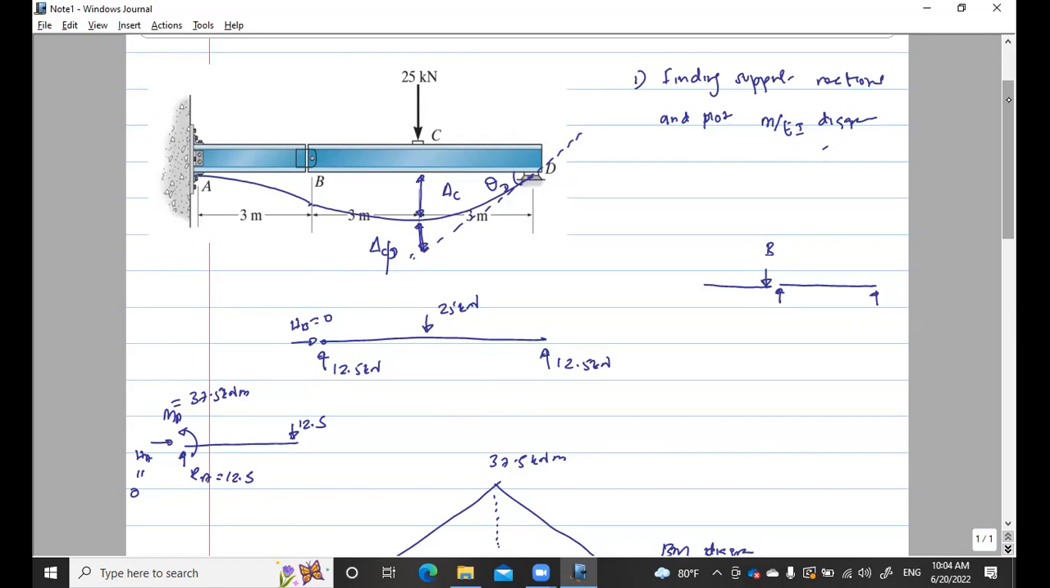Now, if you can extend this curve, you can find what? Delta BD. If you find delta BD, of course, you can find delta B. Then can you decide the angle theta D?